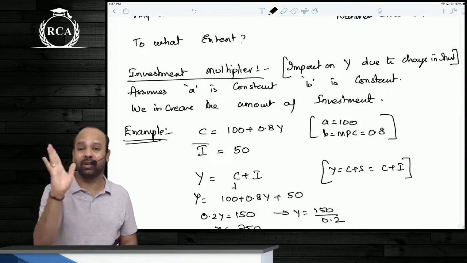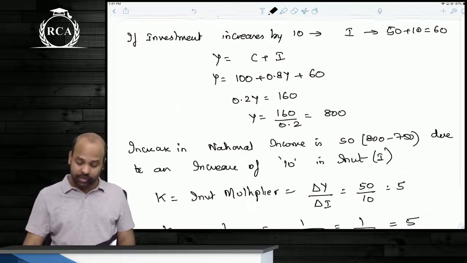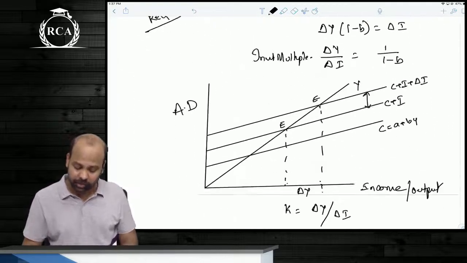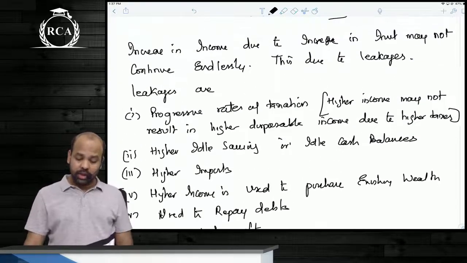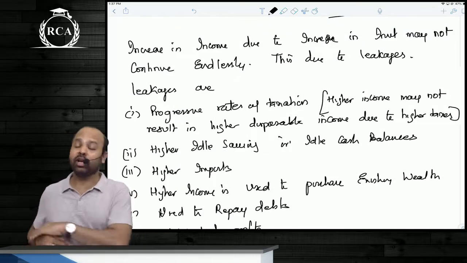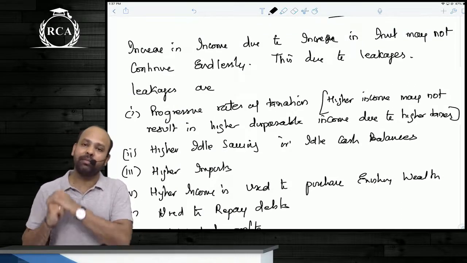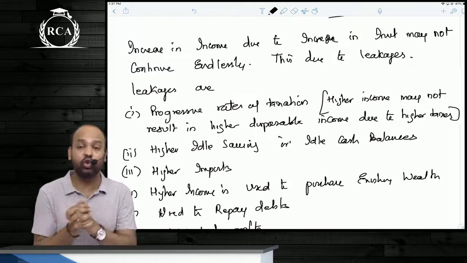It is 1 divided by 1 minus B. A lot of examples were discussed in the class. The ripple effect, I taught you everything. Then I told you guys that an increase in investment will not continuously result in an increase in income. This has to stop somewhere, and this is due to leakages.